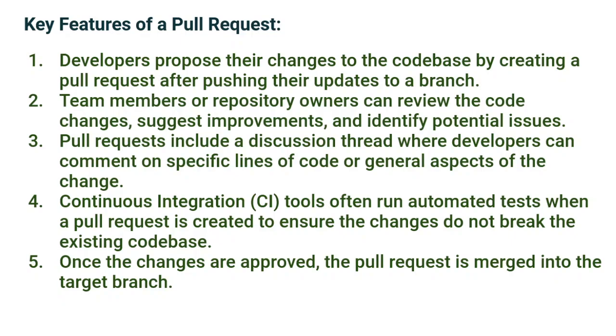There are some continuous integration tools that often run automated tests when a pull request is created, to ensure the changes do not break the existing code base. Pull requests include a discussion thread where developers can comment on specific lines of code or general aspects of the overall change. They can comment on some logic as well. They can comment about optimization of code as well.